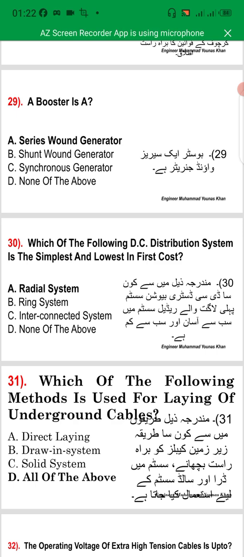Which of the following DC distribution systems is the simplest and lowest in first cost? Radial system. Which of the following methods is used for laying of underground cable? Direct laying, draw-in system, solid system, all of the above.